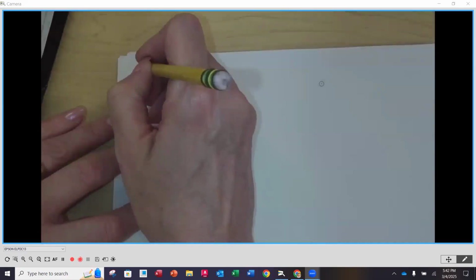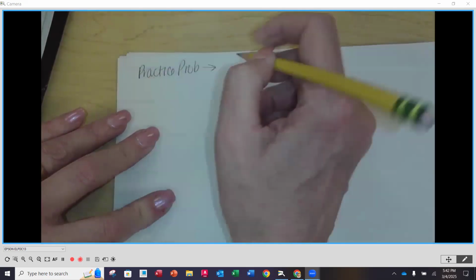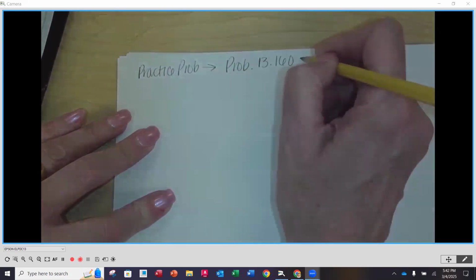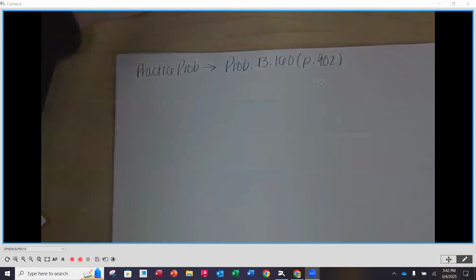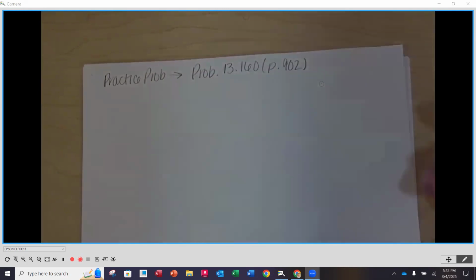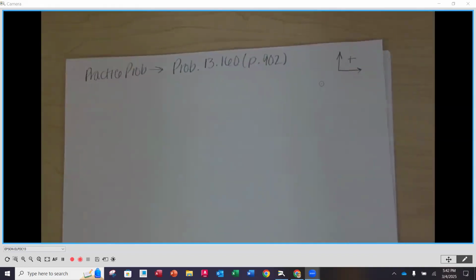Starting off here, this is a practice problem, problem 13.160, and it's on page 902. Again, it's not a sample problem, which we do quite often for our practice problems. Now I'm going to set up my convention: going to the right and up is going to be positive. Up we're not too worried about, because we're looking horizontally along this conveyor.